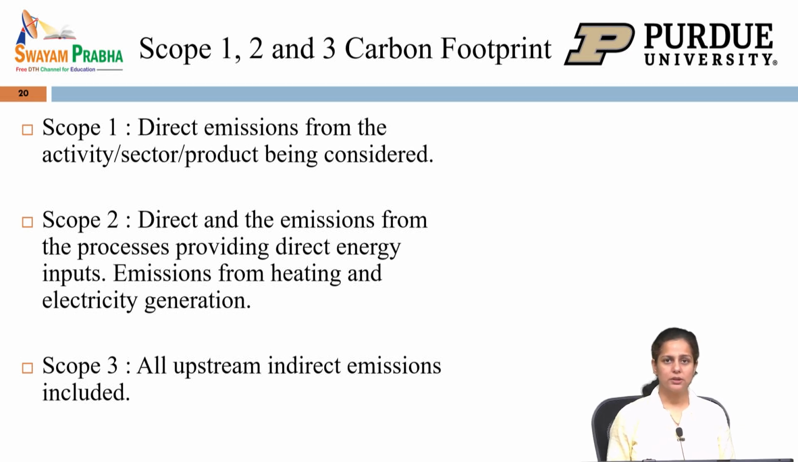So, what is scope 1? Scope 1 is the direct emissions from the activity, sector or product being considered. When we say direct emissions, that is something that is produced on site. For example, emissions from burning fuel for heating requirements in a building. Similarly, burning fuel in a boiler on the site of a manufacturing plant is part of scope 1. Similarly, driving a car that runs on gasoline and combusts the fuel to emit carbon is scope 1 emission.